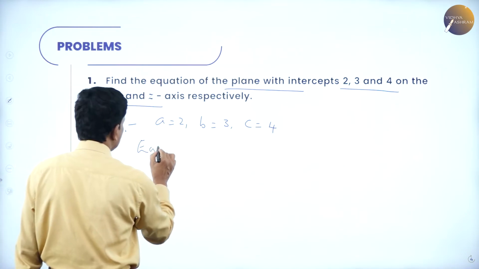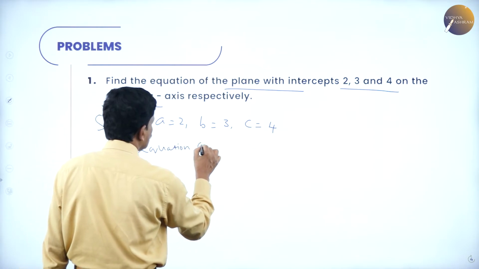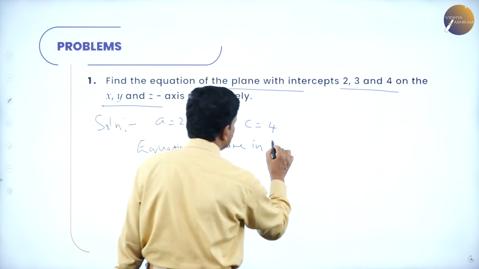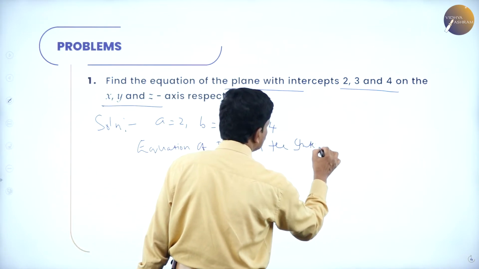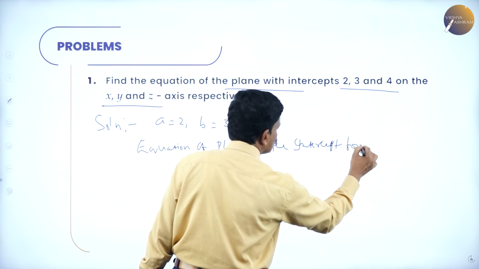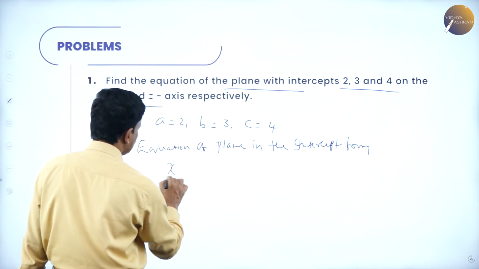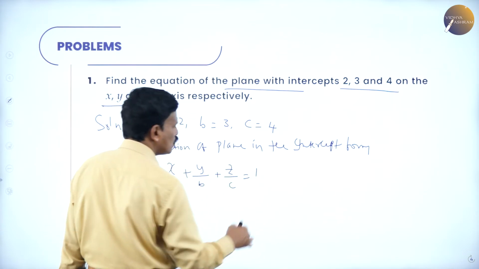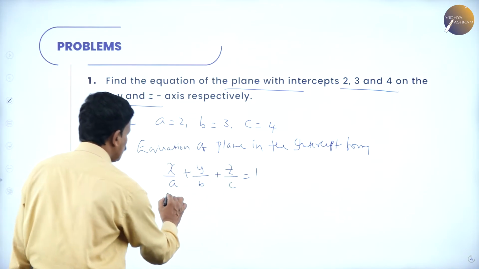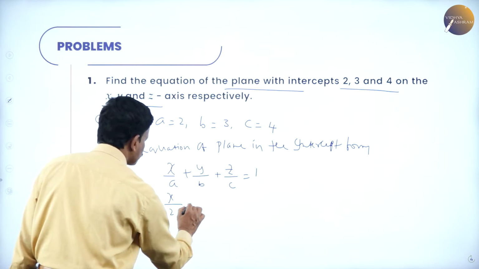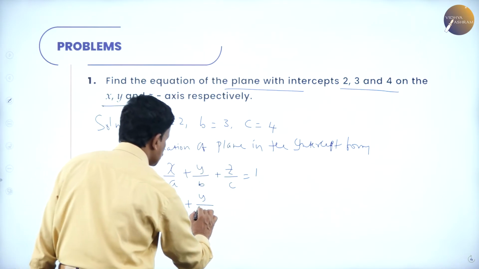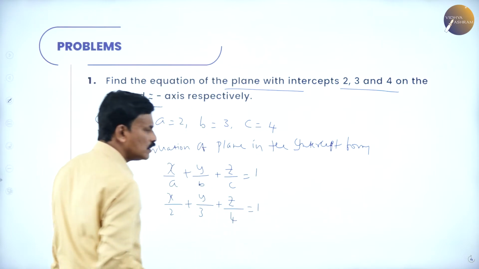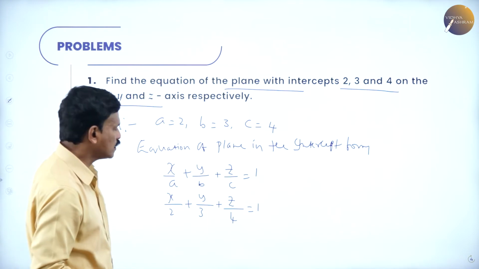Now, what is the equation of the plane? The equation of the plane in the intercept form is x by a plus y by b plus z by c is equal to 1. Now substitute the values of a, b, c. x by what is a? 2, y by b is 3, plus z divided by c is 4, is equal to 1. Now take LCM and simplify. That's it. Hope you followed.